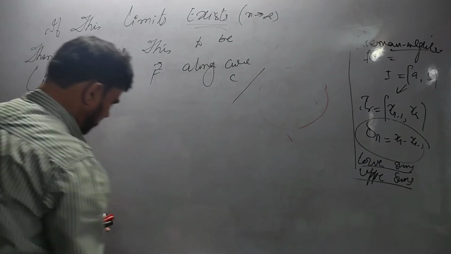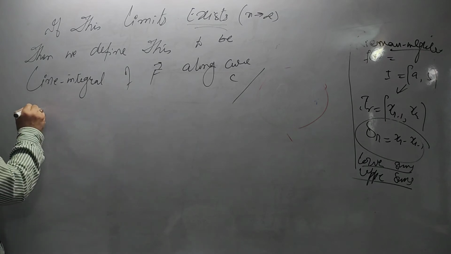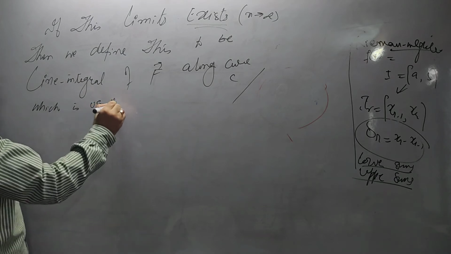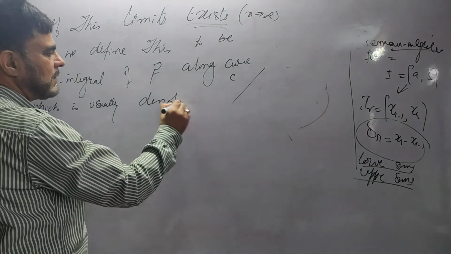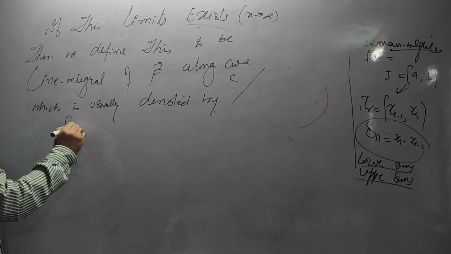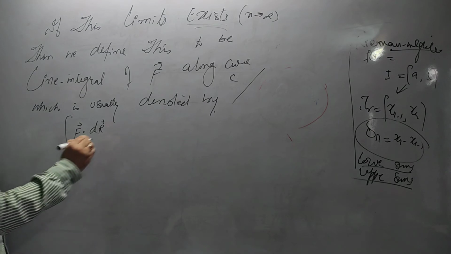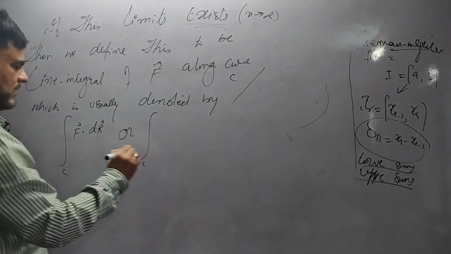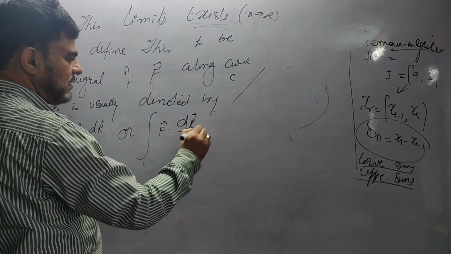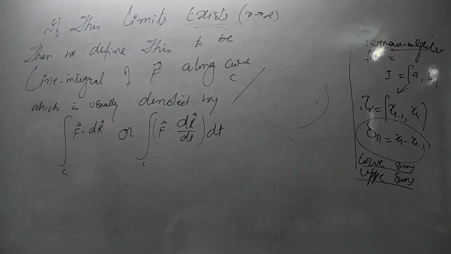Well, this is usually denoted by the line integral of f along curve C. It is now denoted by the integral of the given vector point function f dot dr over C, or sometimes you may denote it like this, integral over C of f dot dr by dt. This is the line integral of f along the curve C.